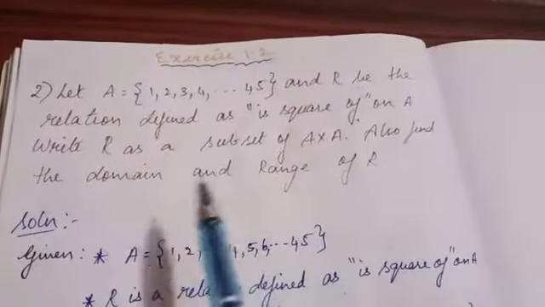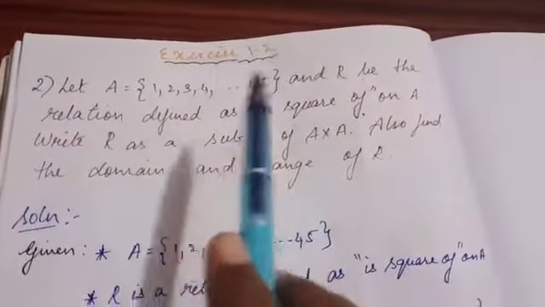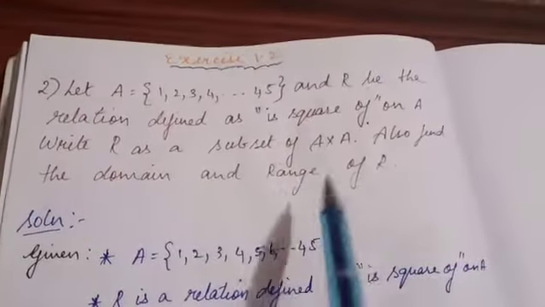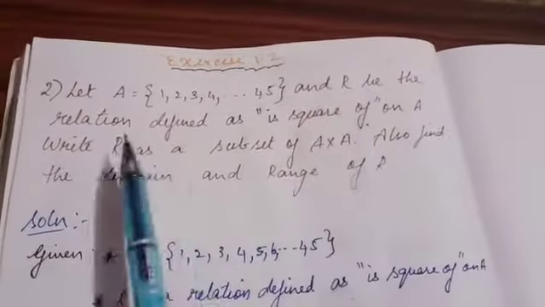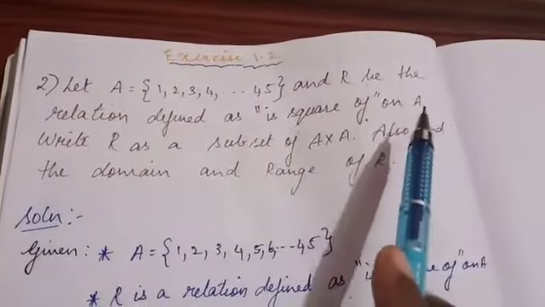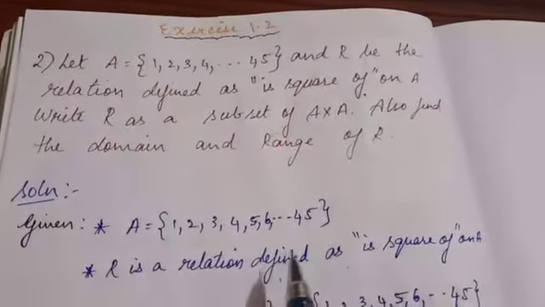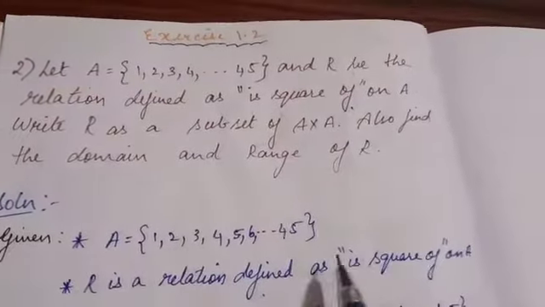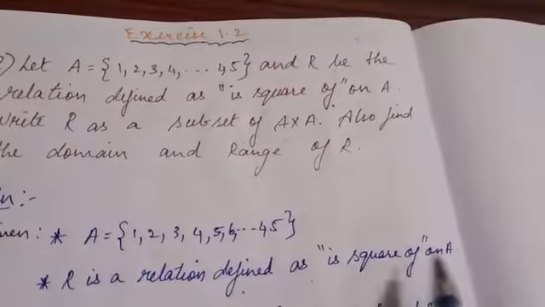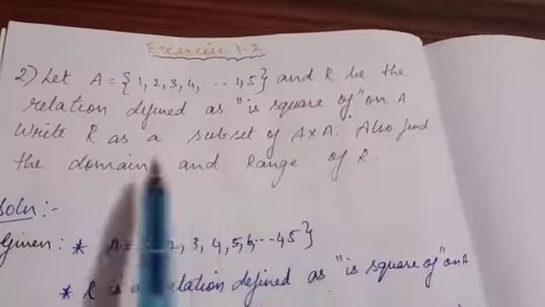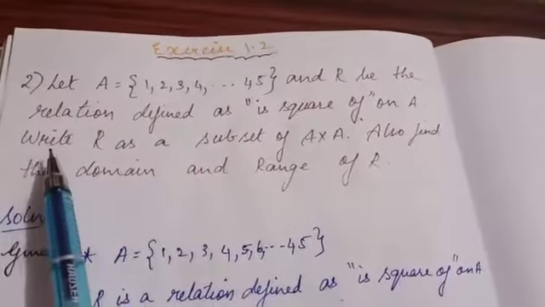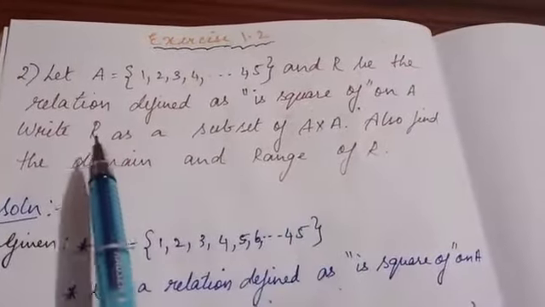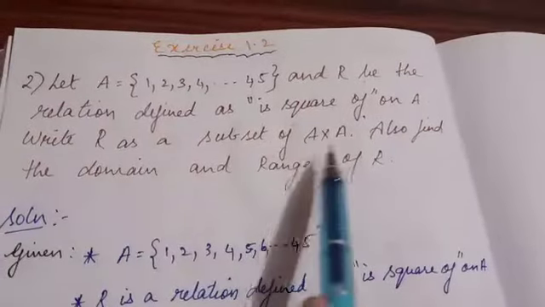So what is given? We are given the set A, which is 1, 2, 3, 4, 5, 6 up to 45, and R is the relation defined as "is square of" on A. They have told us that R is a relation defined as "is square of" on set A. So now what do we have to do? Write R as a subset of A cross A.